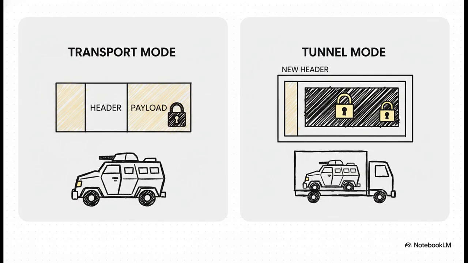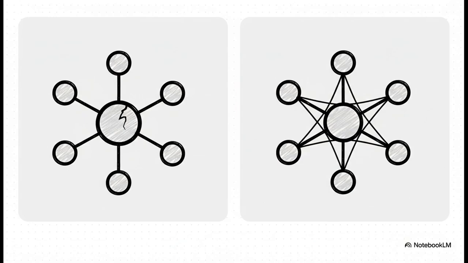Tunnel mode, though, that's a whole other level. It encrypts the entire original packet and then wraps it in a brand new one. This is like taking that armored car and its route information and hiding it all inside a big, unmarked truck. No one has any idea what's inside or where it's ultimately headed. This is the gold standard for network-to-network security, like those site-to-site VPNs we just talked about. Next up, you've got to decide on the network layout, or what we call topology.